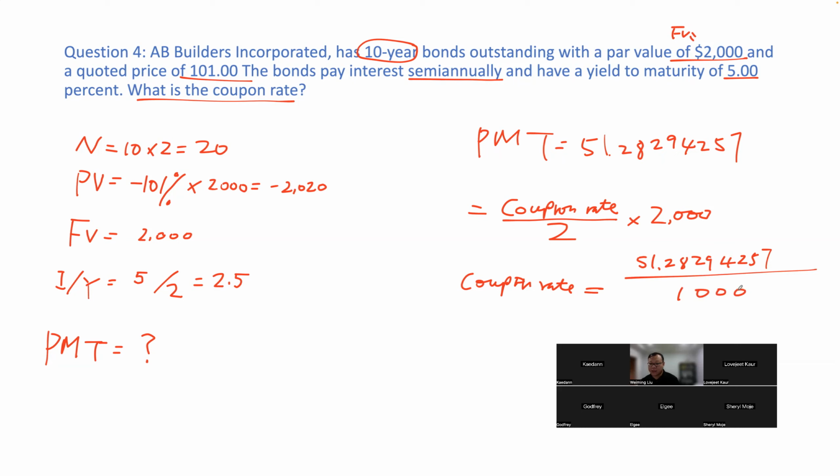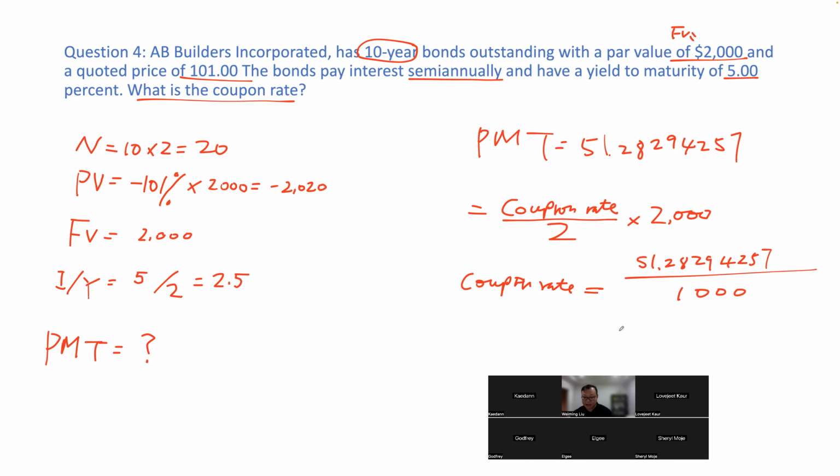So to make it this percentage, I just need to move the decimals one time to the left side. This is 5.18128%. Very good, Godfrey. Very good, Navjit. So that's my coupon rate.